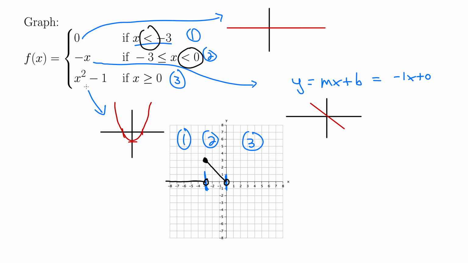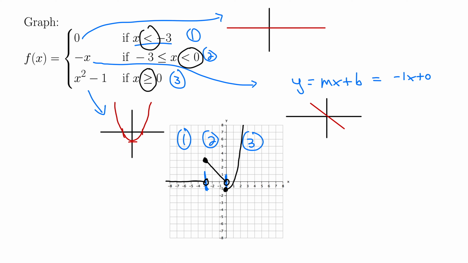And then in the third region we switch to x squared minus 1. And that's going to be a closed circle again because we have x greater than or equal to, so we switch to a closed circle here and finish out with a parabola, something like this. Right, not an exact science here.